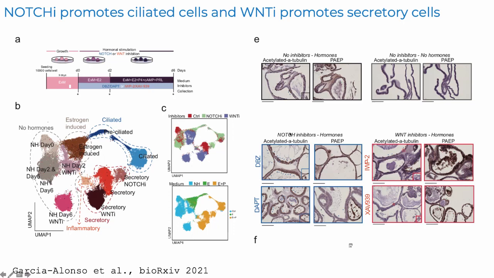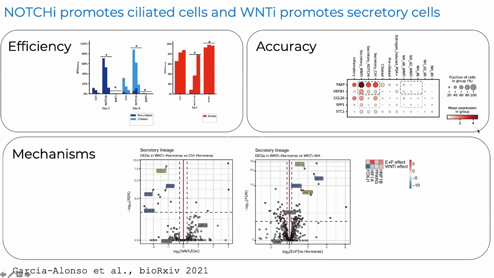So basically, when we put the notch inhibitors here, we can nicely see how we don't have secretions at all, and then we have a lot of ciliated cells, and this was also recapitulated by single cell. And actually, the completely opposite pattern happens with the Wnt inhibitors, when we have very few ciliated cells and we have loads of secretions.